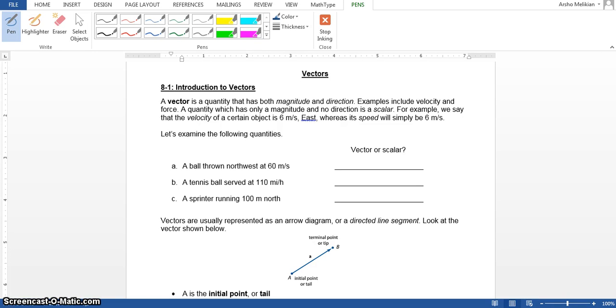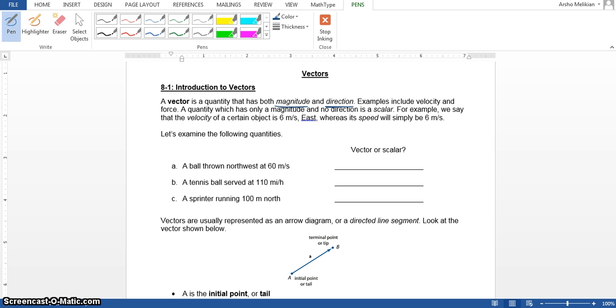Okay, so a vector is going to have both magnitude and direction, all right? Examples are velocity and force. So in the case of velocity, if you have, for example, a velocity of 5 miles an hour west, that number, 5 miles an hour, is your magnitude. West is your direction. The combination of magnitude and direction make up your vector.